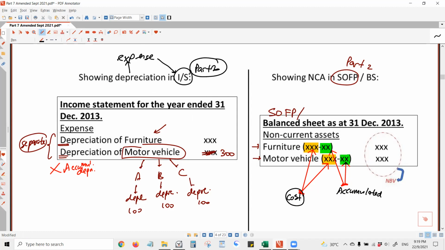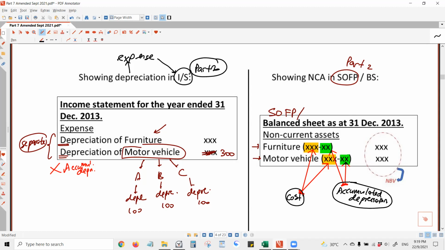Accumulated comes from the word accumulate, which also means gather, collect, collective. Accumulated depreciation you should show here. Take note of this. Very soon you are going to do some lengthy questions and practice how to show in the SOFP and what to show in the income statement.